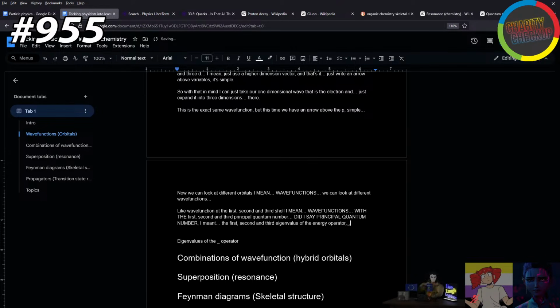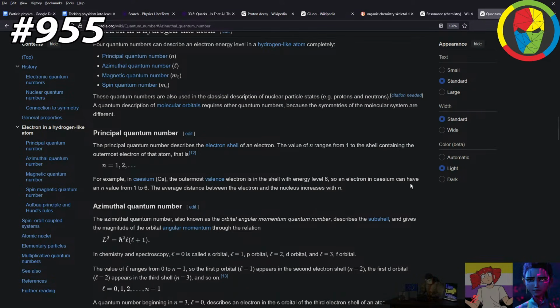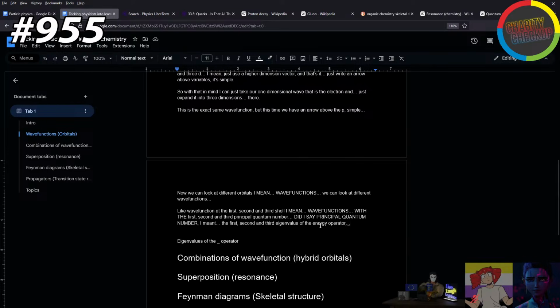Wait, hold on. So would the principal quantum number in this case be the eigenvalue of the energy operator? Yeah, and what is the energy operator? Hamiltonian? Yes, look at you. Wow, I listen.